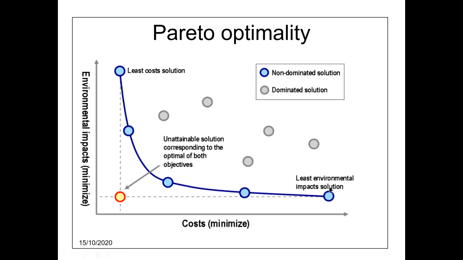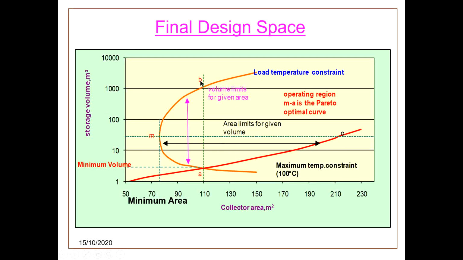Now, which are the dominated solutions? Dominated solutions are like this. So the solution is to combine those. Now you can see here collector area and storage volume in our design space figure. This is a Pareto optimality. That's why there was a discussion about Pareto optimality. So this region is the Pareto optimal region.